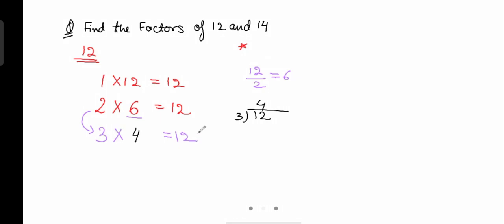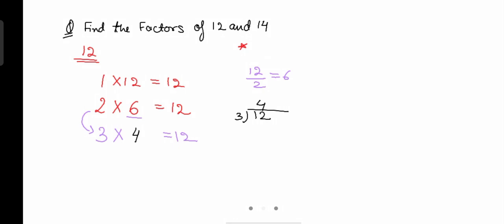Now shall we move to the larger numbers? Let's move to the larger number, that is 4. Now 4 multiplied by 4 is not 12. 4 multiplied by 5 is not 12. Is 4 multiplied by 3 12? Yes, it is, but you have already done this. So you do not have to move on to larger numbers now. So we have found all the factors of 12, and how easy was it.